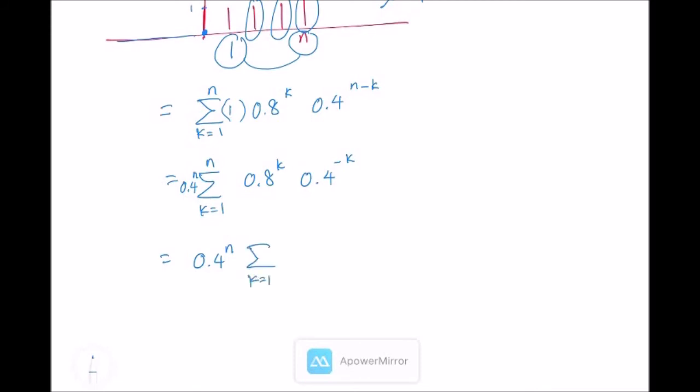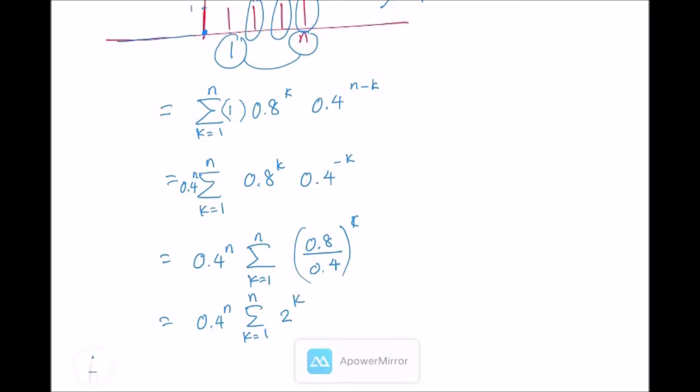So now you have 0.4 power of n, summation k from 1 to n, 0.8 divided by 0.4. Because of minus k, you bring the k down, so it's divided by 0.4. So this will result in 0.8 divided by 0.4, you get 2. Sorry, I have k here, I have 2 power of k.